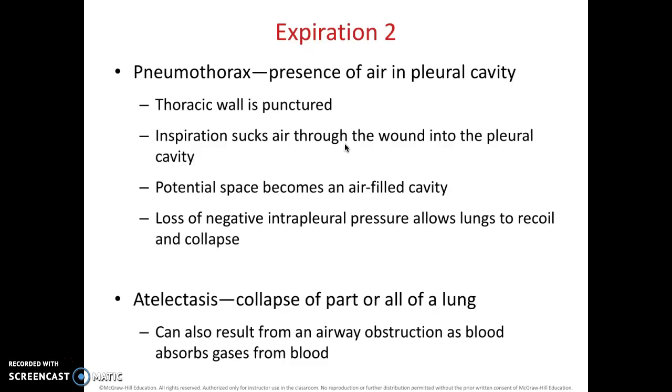So a pneumothorax, which is a pathology, is the presence of air in the pleural cavity. This occurs when the thoracic wall is punctured, and inspiration will suck air in through the wound into the pleural cavity, allowing that potential space that normally has fluid in it to become air filled. This loss of the negative intrapleural pressure allows the lungs to recoil and then can make them collapse. An atelectasis is the collapse of part or all of the lung and can result from airway obstruction as blood absorbs gases from the alveoli. So think about a balloon losing air, and the lungs are kind of similar.